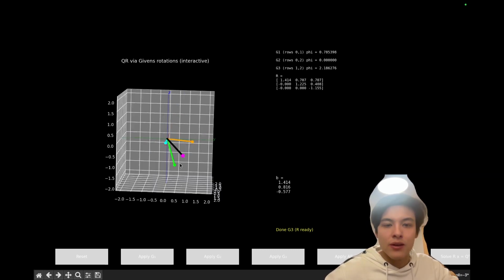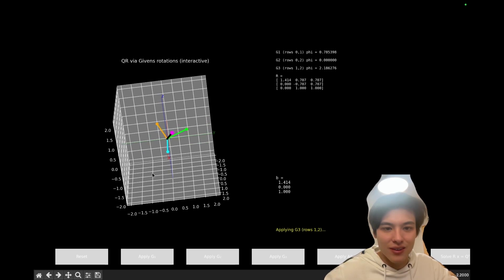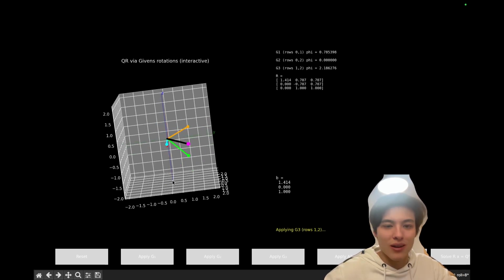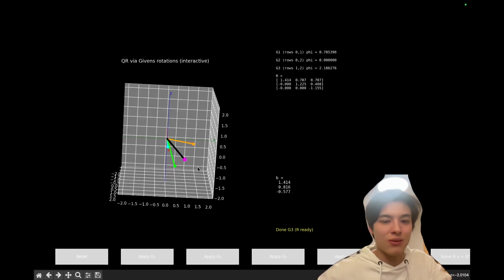Oh, actually, we also need to apply it to Q. Did I apply it to Q? I forgot, I wrote this script a while ago. Okay, let's apply it. Here we see again, we first rotate. I'm already applying Q to B as well. We see how B also rotates with it. So we actually also do the rotation on B, right?